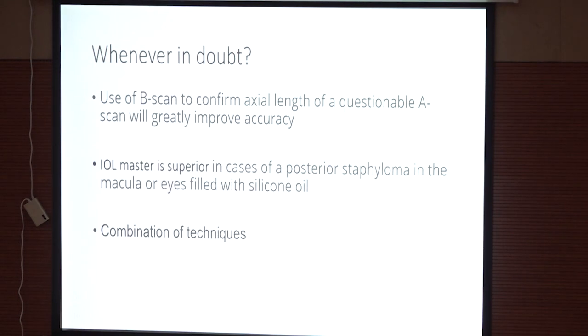So whenever in doubt, we can use a combination of techniques. B-scan can be used to confirm the axial length if you have a questionable A-scan, which can improve the accuracy. The IOL Master is superior in cases of posterior staphyloma and in cases of silicon-filled eyes.